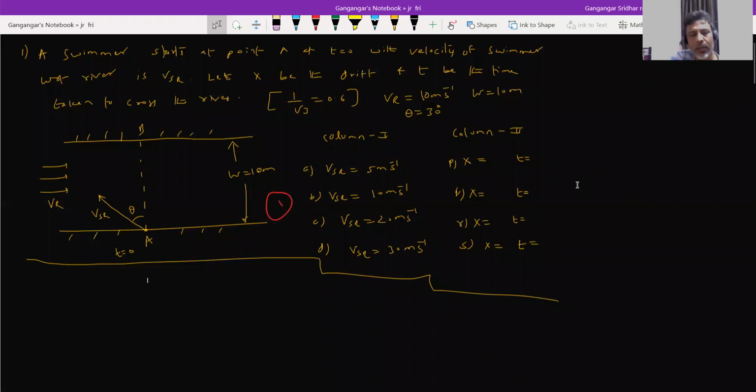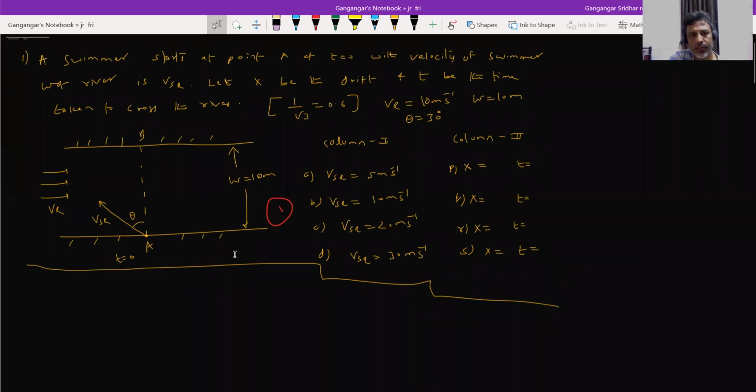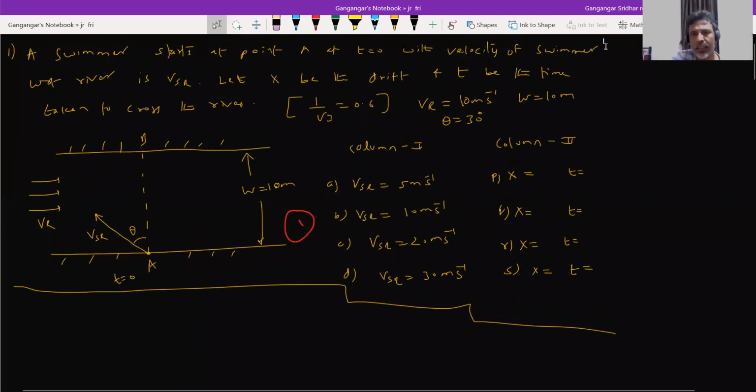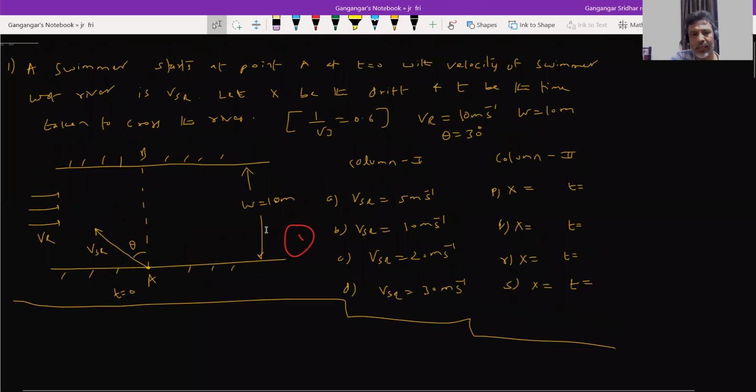Okay, there's a question available on screen. A swimmer starts at point A at t equals 0 with velocity of swimmer with respect to river VSR. Let x be the drift and t be the time taken to cross the river. The velocity of the river is given, the width of the river is given, and the angle theta equals 30 degrees. It asks you to calculate the drift and the time taken to cross the river.